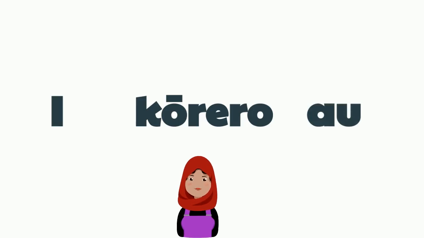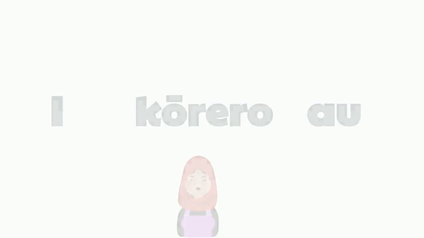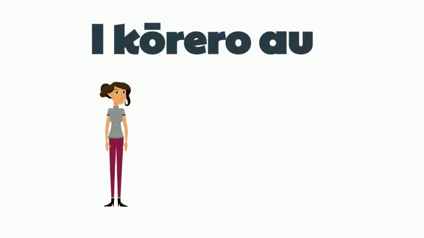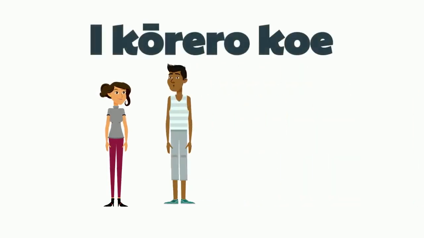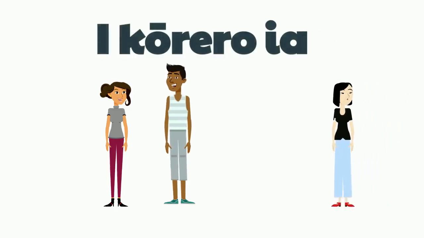The meaning would translate as follows. I kōrero au. I spoke. I kōrero koe. You spoke. I kōrero ia. He or she spoke. Notice that the verb does not change, no matter who is doing the action.